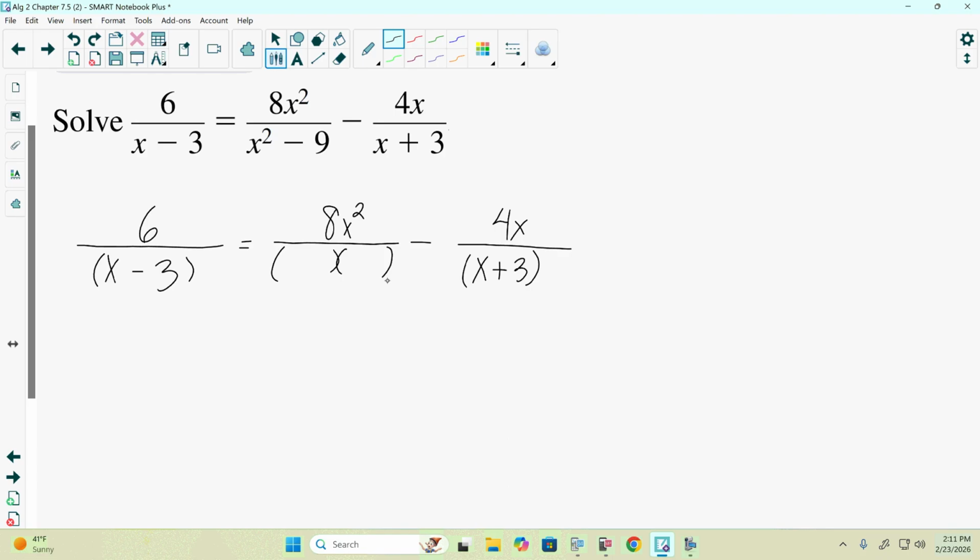So nothing yet, because x squared minus 9, we need to factor it in parentheses. So x squared minus 9 is going to factor to what? X plus 3 and x minus 3, because it is a difference of perfect squares. We have two terms being subtracted. X squared is x times x. 9 is 3 and 3.